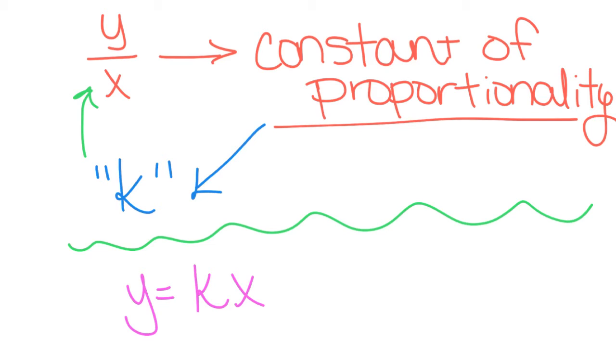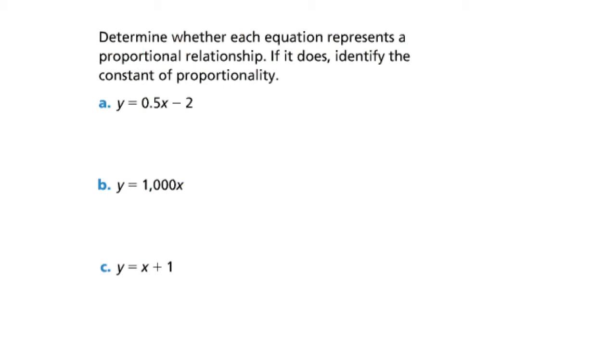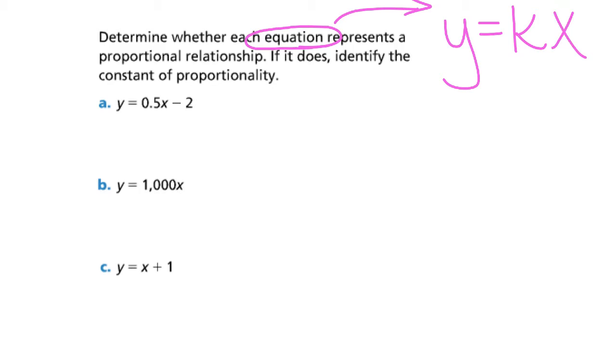Let's go to page 106 of our textbook. On page 106, number 4, we want to determine if the equation represents a proportional relationship. Now remember, when we have our equations and we're looking at a proportional relationship, this equation must be y equals k times x, where k is the constant of proportionality. If we look at A, we have y equals a value times x, but it has a minus 2 at the back of it. Since it subtracts 2, this is not a proportional relationship.